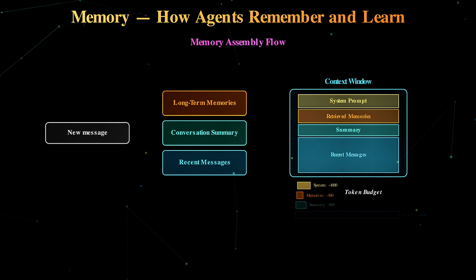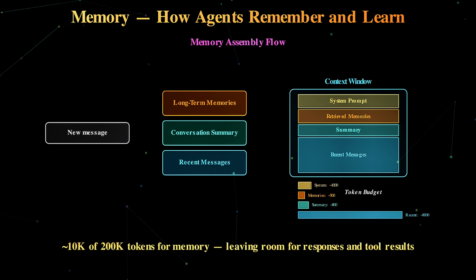Total token budget might be 1,000 for the system prompt, 500 for retrieved memories, 800 for the summary, and 8,000 for recent messages. About 10,000 tokens total, leaving the vast majority of a 200K context window free for the model's response and any tool results.